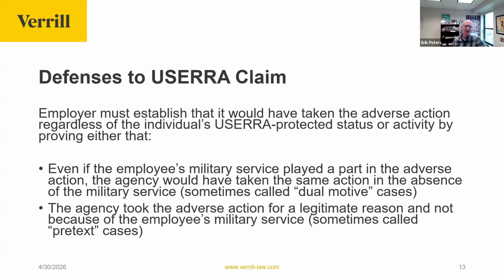The pretext cases are more similar to what we're used to seeing in employment discrimination cases, where the employee has the burden of proving that they were qualified at first, and then the employer has to come back and show a legitimate non-discriminatory reason. In these pretext cases, the second bullet, the employer argues that they took the adverse action for a legitimate reason and not because of the military service, that the military service had absolutely nothing to do with it.